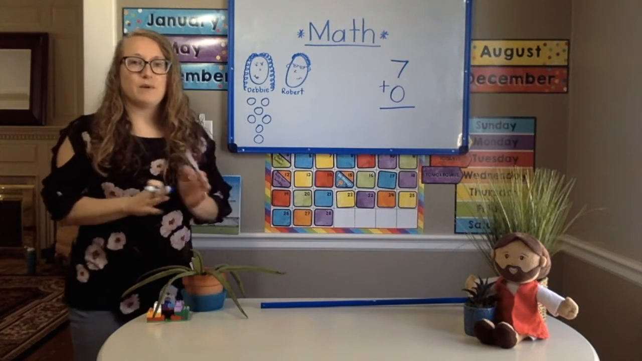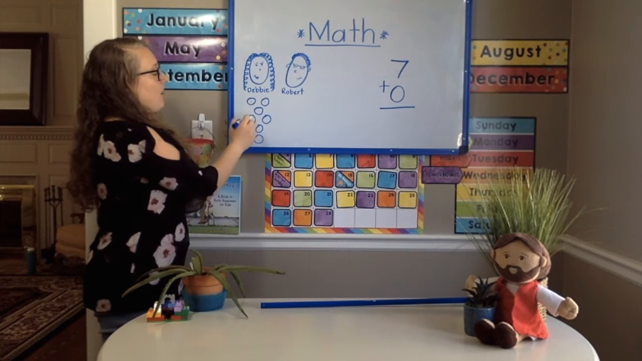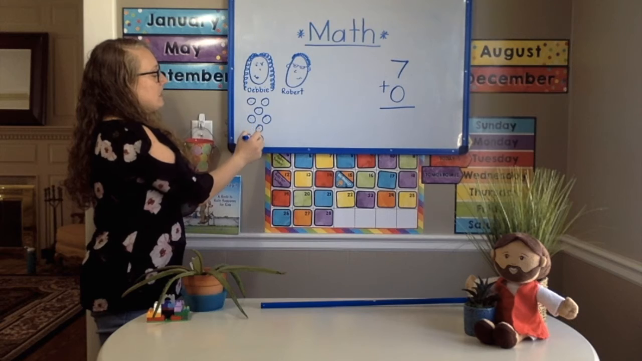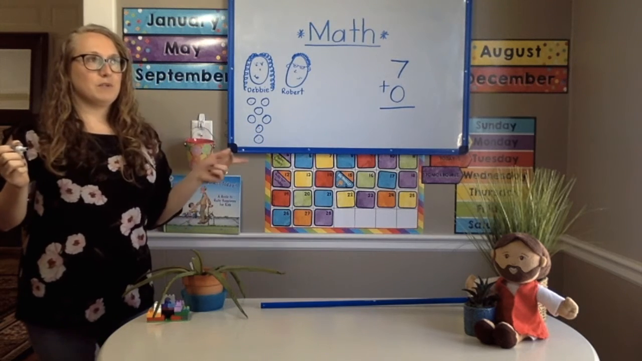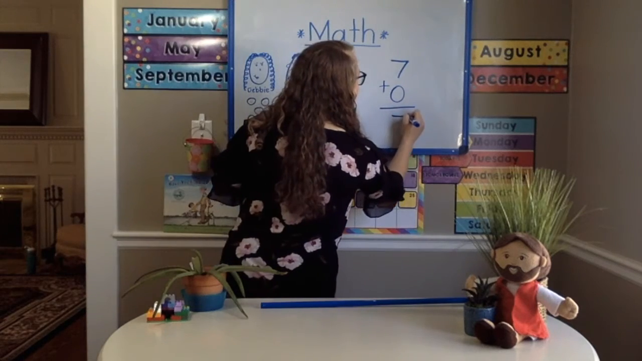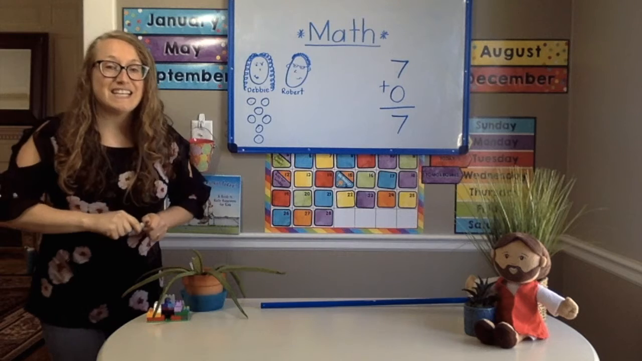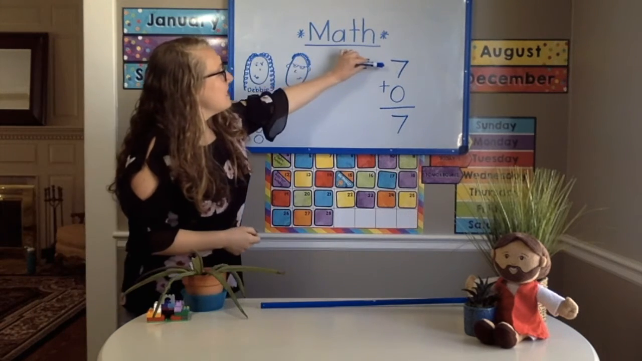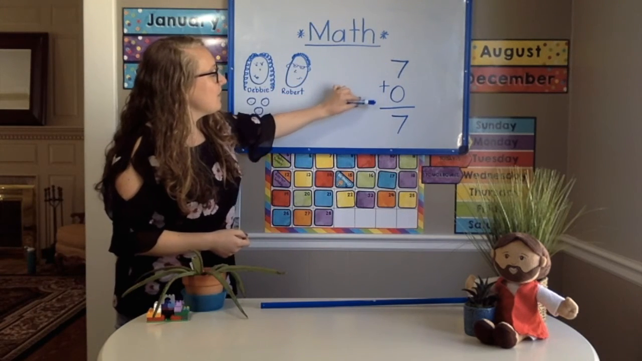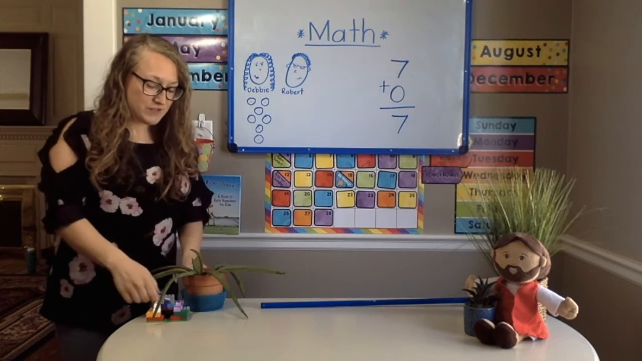Let's count it up and see what our answer is. Here we go. 1, 2, 3, 4, 5, 6, 7. 7 plus 0 equals 7, kindergarten. That makes sense. Let's see what our addition sentence says today. Here we go. 7 plus 0 equals 7, kindergarten. Good job. You guys are doing a great job.